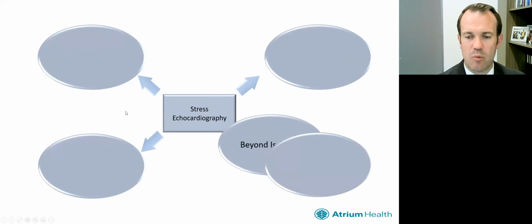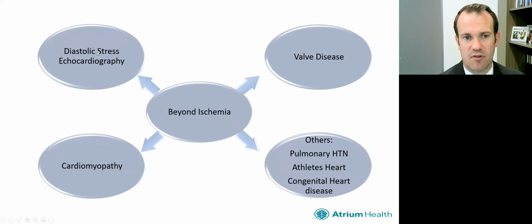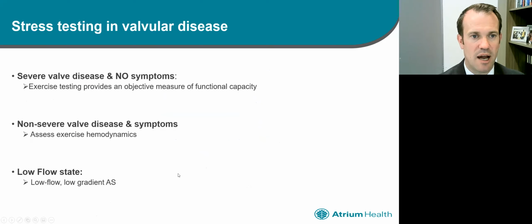So let's talk about what we can do beyond ischemia. And really, this falls into diastolic stress echo, assessment of valve disease, cardiomyopathies, and others, such as pulmonary hypertension, athlete's heart, and congenital heart disease. But for most of the time, we're really going to be focusing on valve disease and cardiomyopathies.